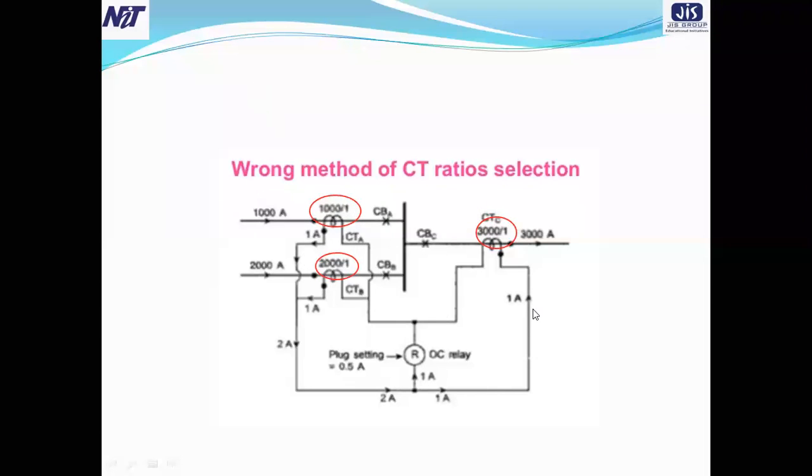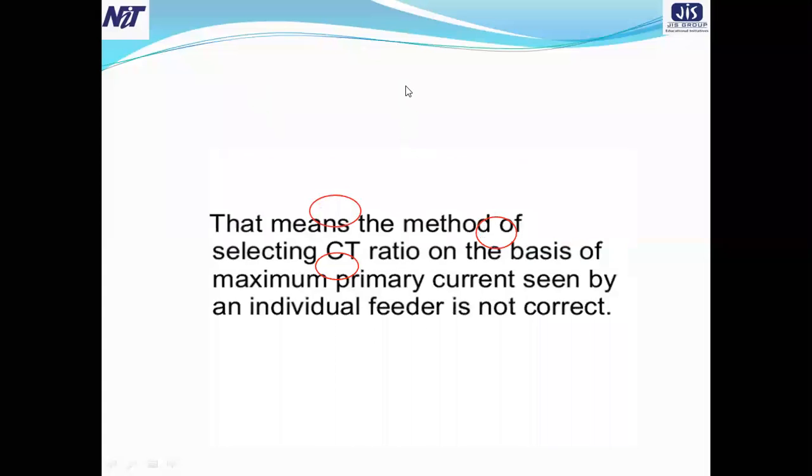So what is the problem? The problem is that the method of selecting the CT ratio on the basis of the maximum primary current seen by the individual feeder is not correct. For that reason, we consider the previous figure to have an incorrect CT ratio selection.